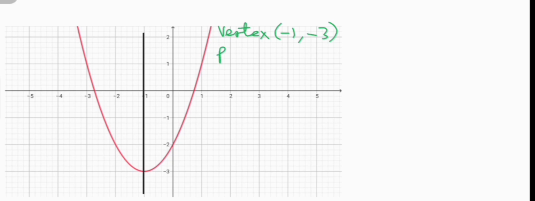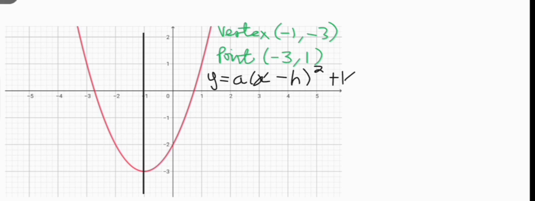Using -3, 1, and with the fact that the vertex form of a quadratic function is given as y or f of x equals a, the leading coefficient, times x minus h squared plus k, where h, k is the vertex, such that h is -1 in this parabola and k is -3. Also, the extra point selected means that x is -3 and y or f of -3 is 1.